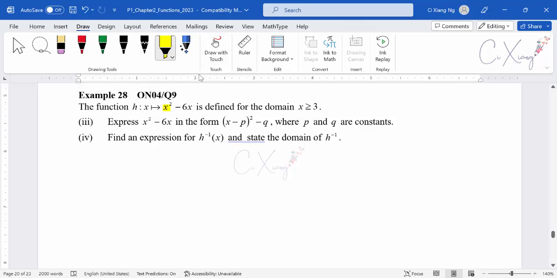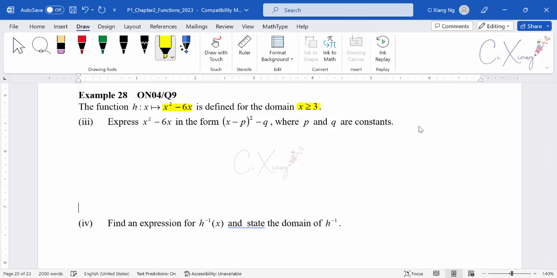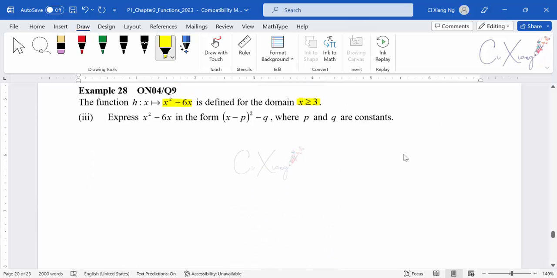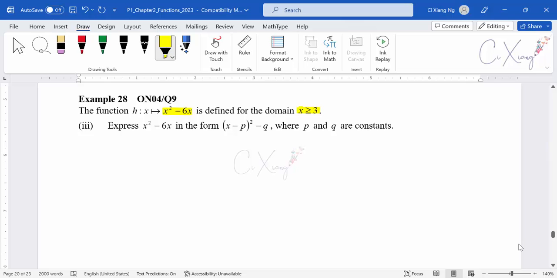Okay, so let's look at example 28. So I have this function here. It is a quadratic function, I think very clear. Defined for the domain x greater than or equal to 3. So first of all, they want us to express this in this form. So this is actually the completed square form. So you have to try completing the square, and then only we continue to the next part.